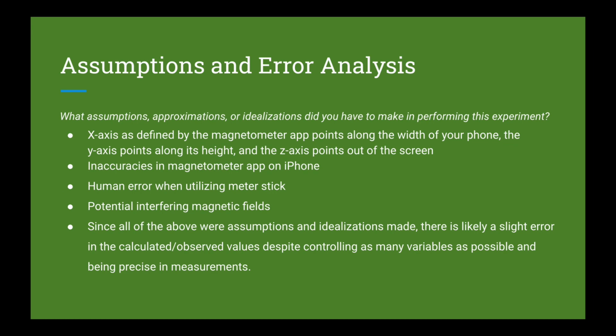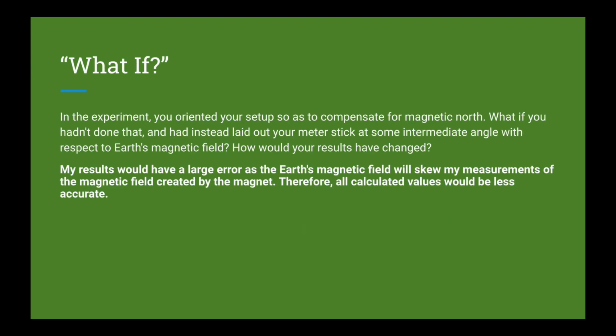Some assumptions in error analysis that could account for the slight inconsistencies between the experimental and computational values are that there were inaccuracies in the magnetometer app on the iPhone, potential human error when utilizing the meter stick, and potential interference from other magnetic fields. We also assumed that the x-axis, as defined by the magnetometer app, points along the width of the phone, the y-axis points along its height, and the z-axis points out of the screen. Given all the above assumptions and generalizations, there is likely a slight error in the calculated observed values despite controlling as many variables as possible and being precise in measurements.